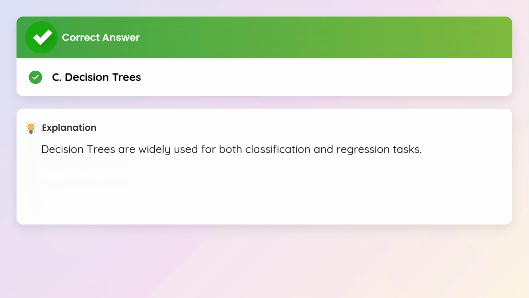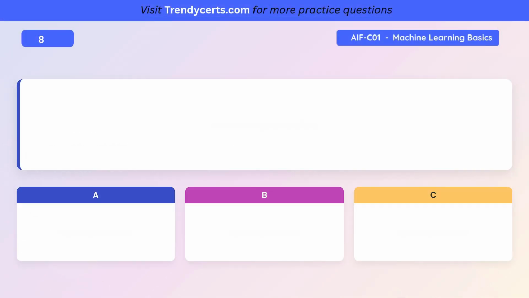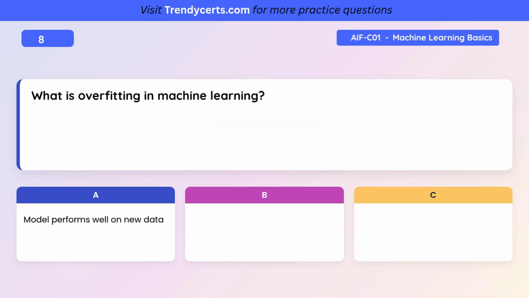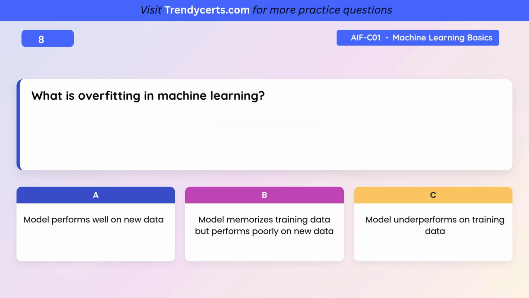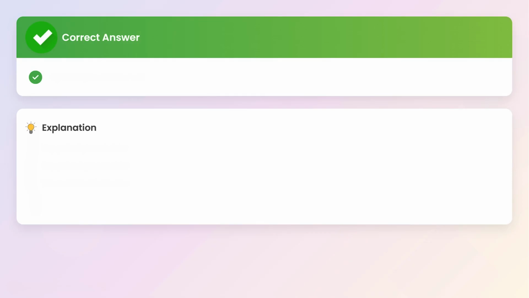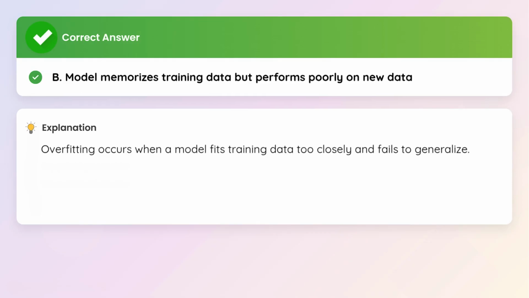Sounds tricky, right? Let's break this next one down. What is overfitting in machine learning? A. Model performs well on new data. B. Model memorizes training data but performs poorly on new data. C. Model underperforms on training data. The correct answer is B. Model memorizes training data but performs poorly on new data. This is a classic problem. Overfitting happens when your model gets too good at the training data, it basically memorizes it, including all the noise and quirks. When it sees new, real-world data, it can't generalize, and its performance drops.